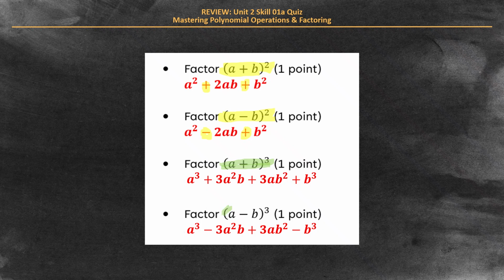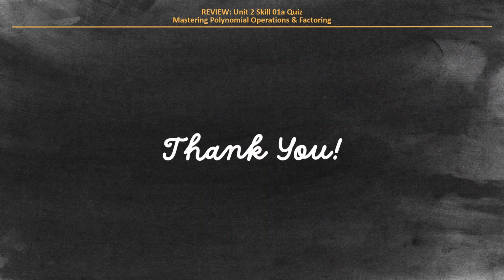Now for a minus b cubed, for this question, it's basically the same pattern except we have alternating signs. So plus, alternating operations, minus, plus, minus. Whereas the positive was all plus, plus, plus. Okay, so that's the key thing. Let's move on. Well, that was it for this first part of the quiz, the first quiz, which was on factoring polynomials, operations.